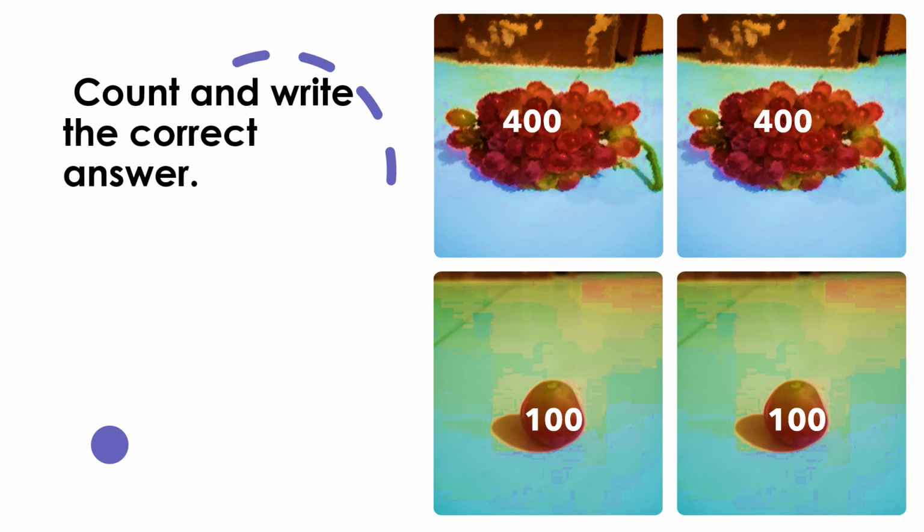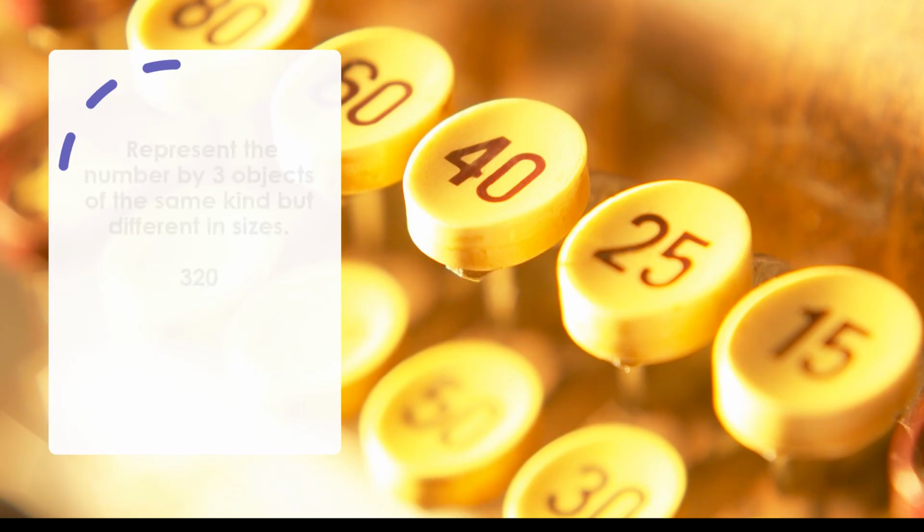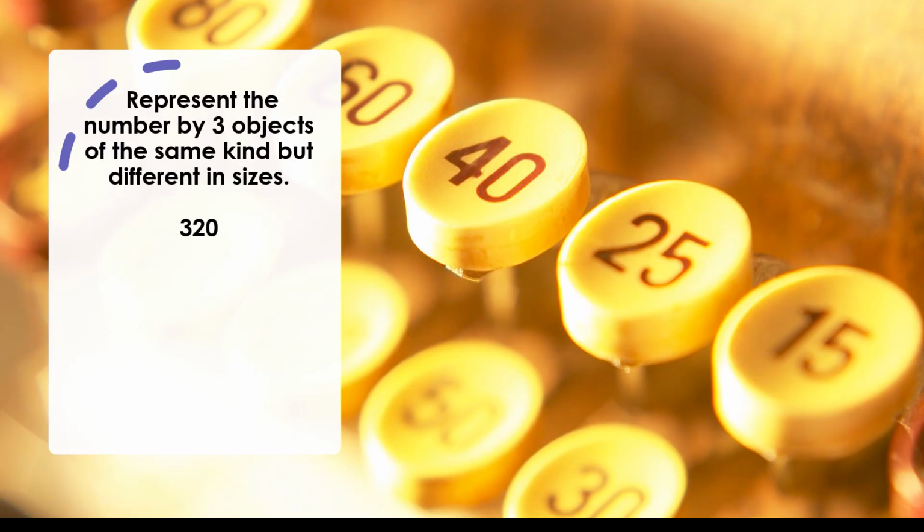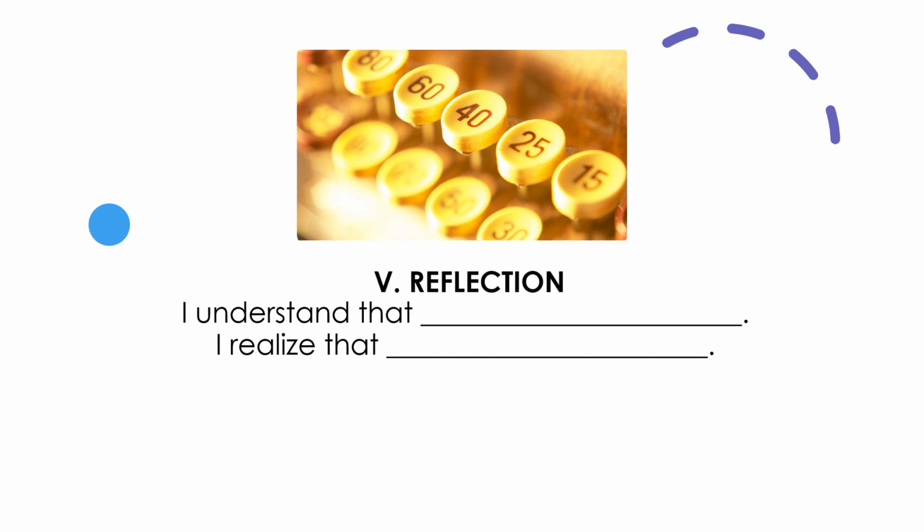For the last activity, you're going to count and write the correct answer on your paper. Number 1. 400 plus 400 plus 100 plus 100. Number 2. Represent the number by 3 objects of the same kind, but different in sizes. The number is 320. For the reflection, write what you have learned and understand about this lesson.